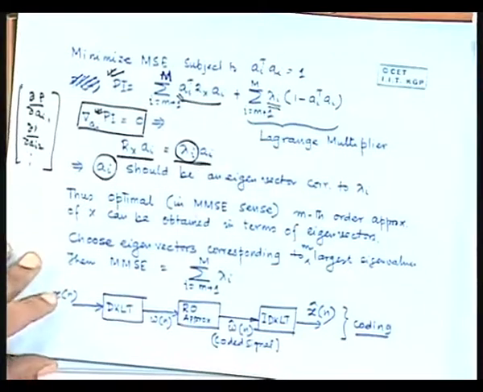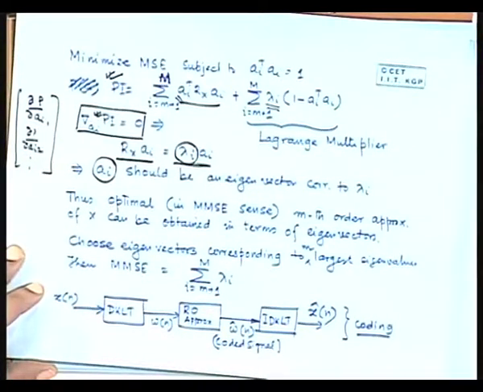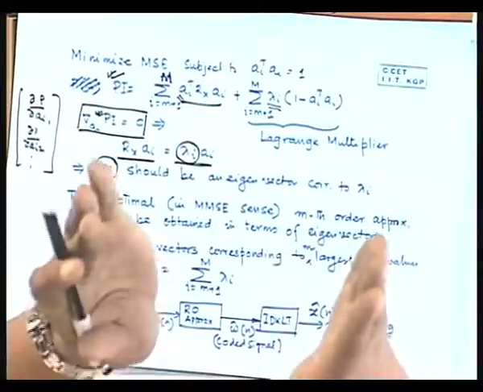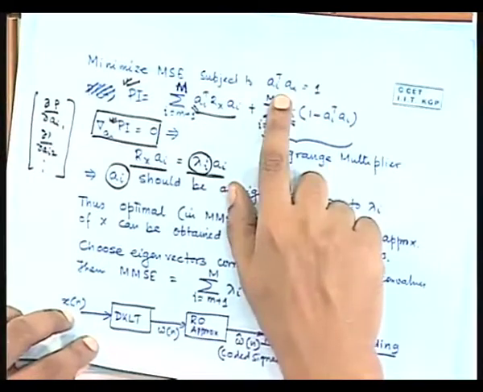So in the previous page, the constraint AI transpose AI equal to 1 means the length of the vectors should be equal to 1. AI is a column vector, so AI transpose AI means AI1 square plus AI2 square plus AI3 square plus AI4 square, like that. AI transpose AI equal to 1. See this one.